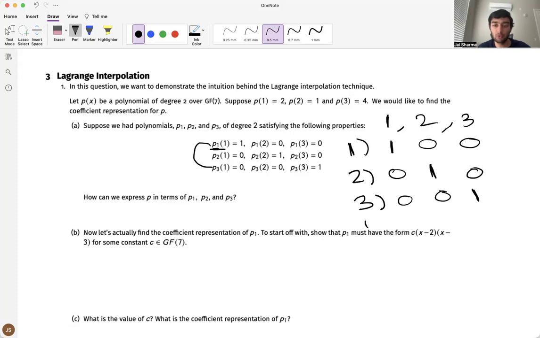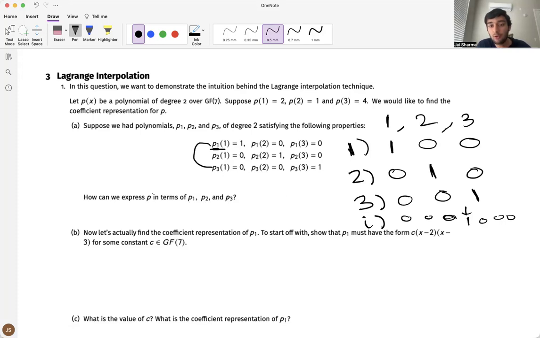In general, for polynomial i, you'd have zeros everywhere, except for the ith position, you would have a 1. This is a pretty nifty way to break down these bigger polynomials into smaller ones. I like to think of them as the equivalent of atoms for polynomials. So how can we express P, which is characterized by these 3 points that we know, 1, 2, 2, 1, 3, 4, in terms of P1, P2, and P3?